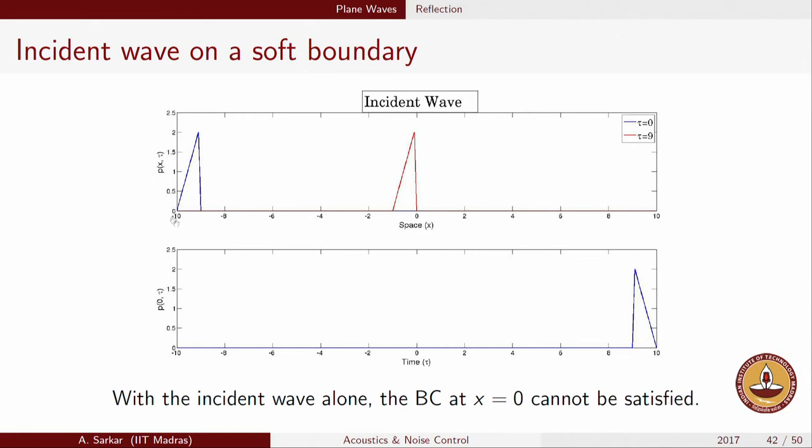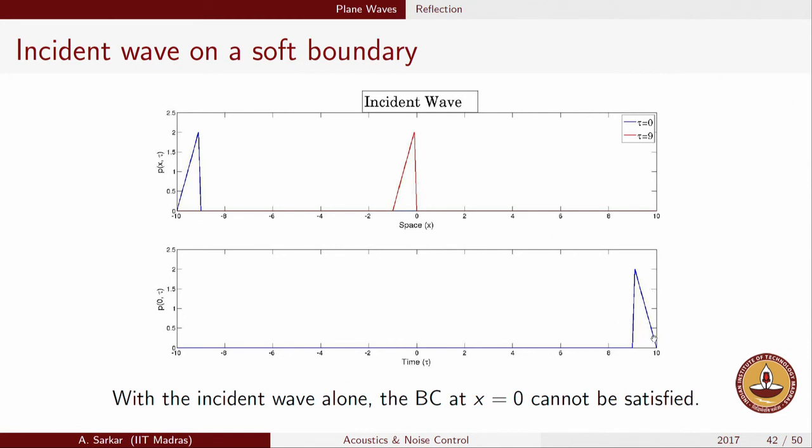So, corresponding to the forward wave at x equals to 0, if you take a sensor and record the time history of the pressure at x equals to 0, which is what has been done here, p 0 tau, then you will see that at tau equals to 9, suddenly the sensor shows a response which decays. So, this is exactly the flipped version of the other triangle, right.